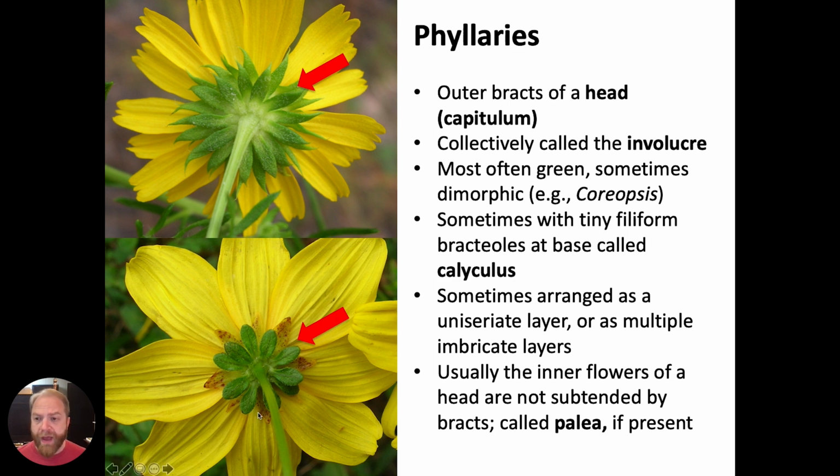Sometimes we have many whorls of phyllaries that are all stacked on top of each other. Maybe they're in rows, maybe they are imbricate, alternating with each other and stacked like shingles or like fish scales. Sometimes this involucre consists of bracts that form a single whorl called uniseriate. And in some heads, we'll actually see that there are bracts inside the head, but typically we don't see bracts inside the head. If they are present, they're known as palea.